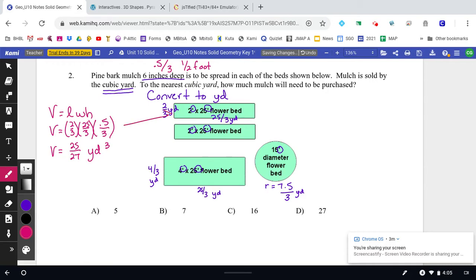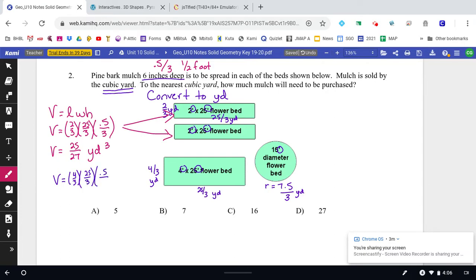And remember that there are 2 of those. Now let's find the volume of this one down here. We'd have 4 thirds times 25 thirds times that half a foot, a third of that. Putting that into my calculator, 50 over 27. And so that's right here.